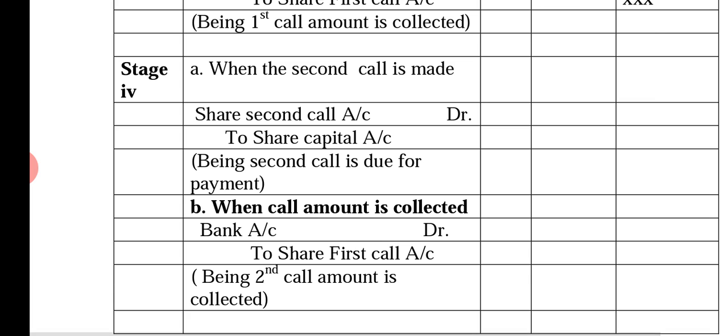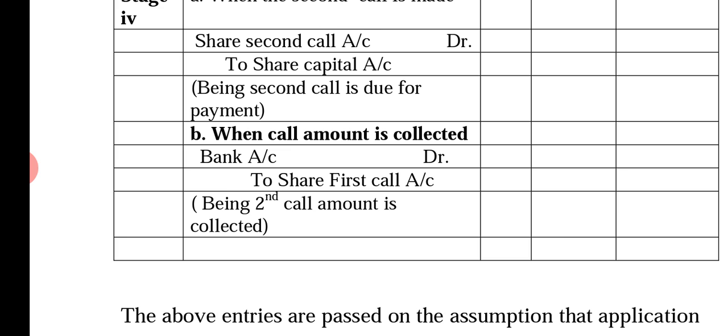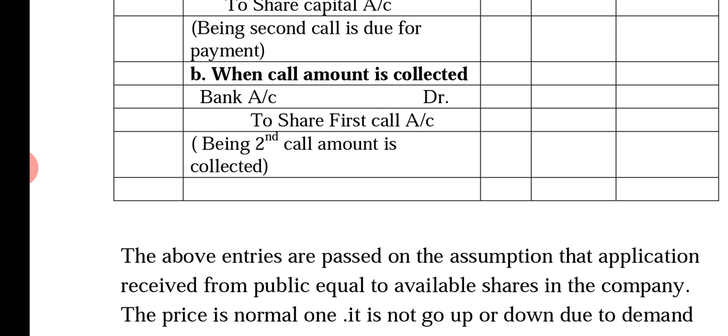For the second call, the same type of entries are passed, only the name has changed. Share second call account debit to share capital is a transfer entry, and when the amount is collected, you pass bank account debit to share second call account. So you have 8 entries, 2 entries in each stage, but in my point of view only 2 entries. The name has changed to represent the stages. So you have to memorize these journal entries and pass the transactions. Thanks.